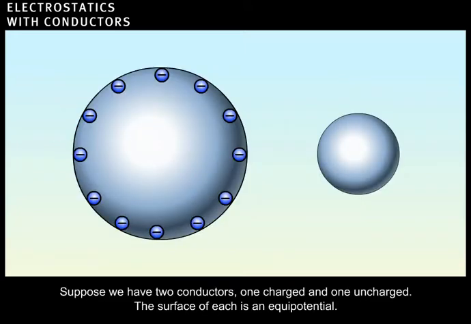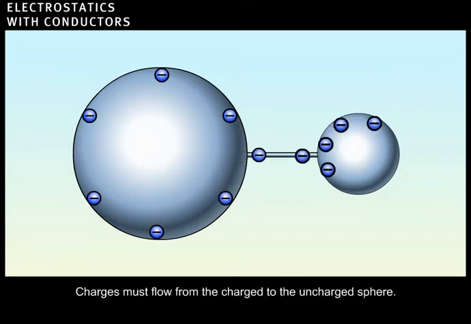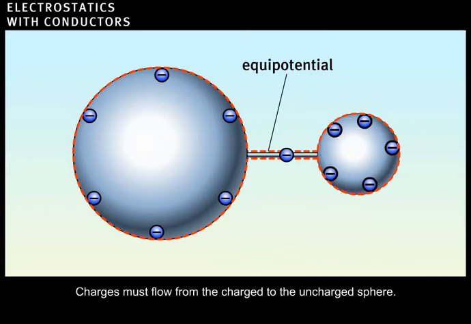Suppose we have two conductors, one charged and one uncharged. The surface of each is an equipotential. If we connect the two conductors with a conducting wire, the surfaces of the two conductors and the wire must be an equipotential. Charges must flow from the charged to the uncharged sphere.